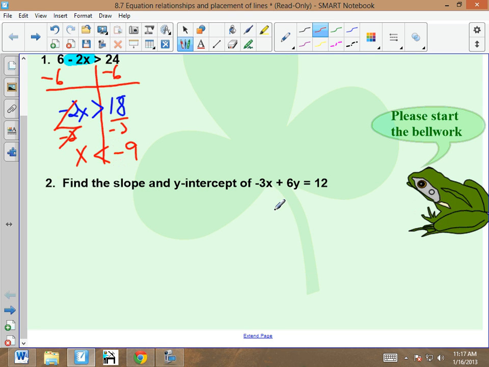Find the slope and y-intercept. Have to isolate the y. This is going to be a positive 3x. 3 divided by 6 is 1/2 x plus 2. So my slope is 1/2, not 1/2 x, 1/2. My y-intercept is 2. Is that what y'all got? Yes.